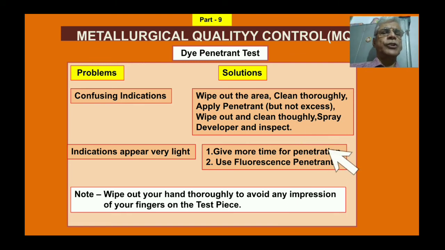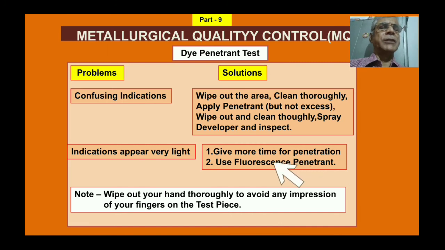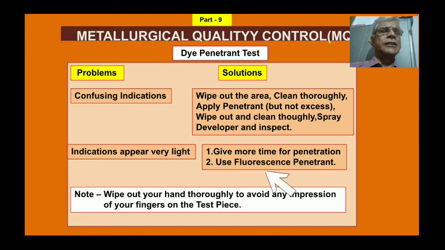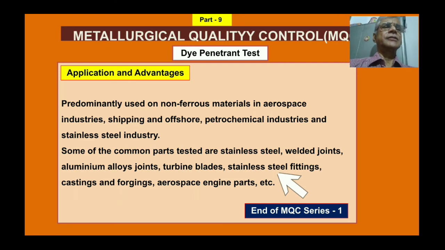The last one is a note. Wipe out your hands thoroughly to avoid any impression of your fingers on the test piece. This happens generally; I have seen it in most cases. If you see many spots on the test object, a combination of white and red, then it doesn't look nice also. So you have to wipe out very thoroughly so that the surface appearance of the test piece is not destroyed. It has to be properly cleaned at the end. So this is required at the last.